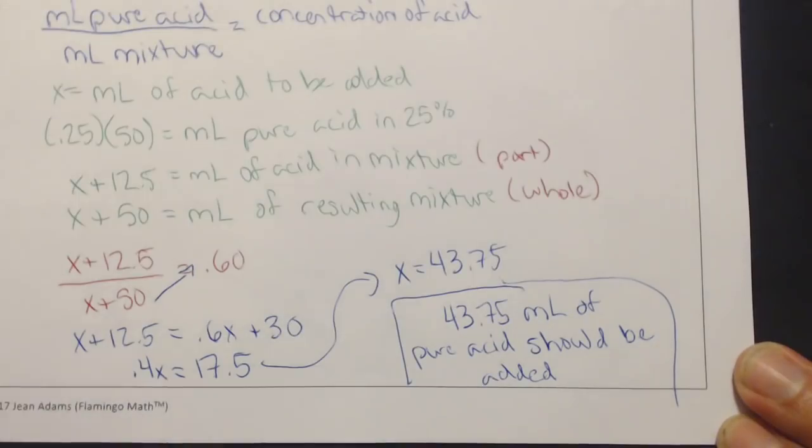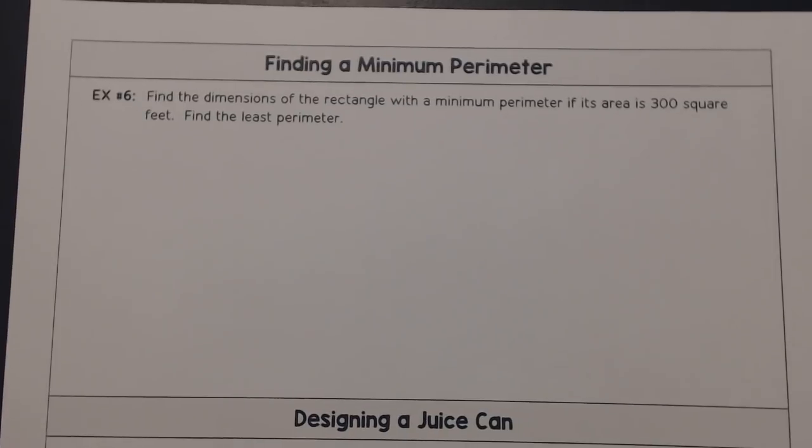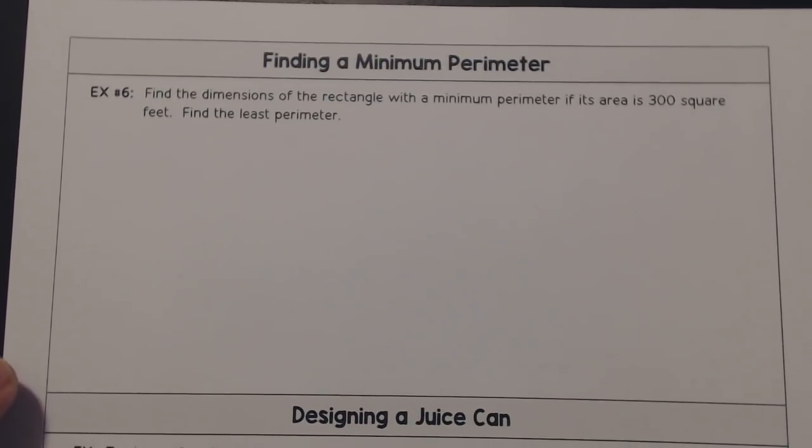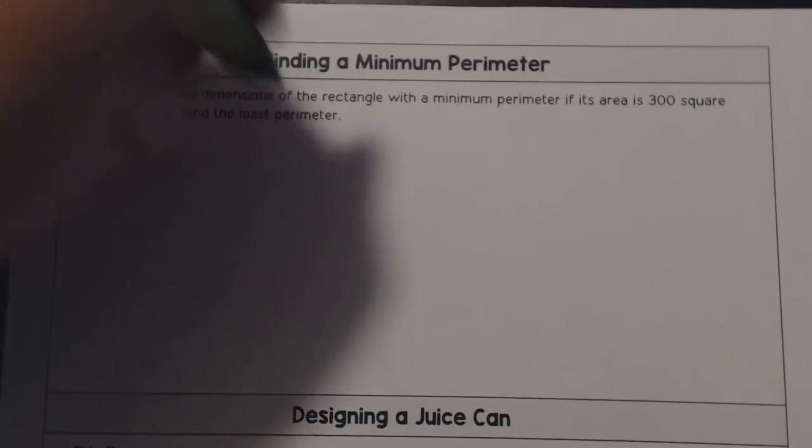That's our answer for that problem. Moving on to example 6. It says, find the dimensions of the rectangle with a minimum perimeter if its area is 300 square feet. Find the least perimeter.